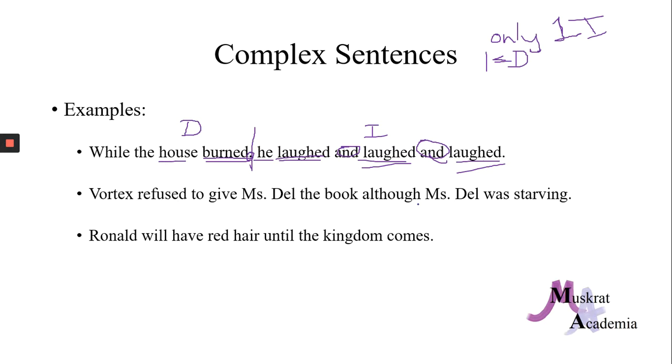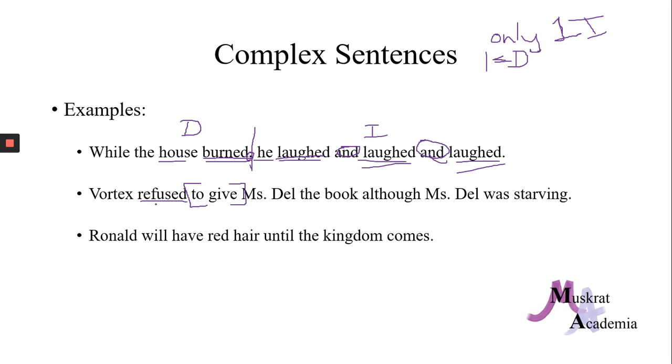Vortex refused to give Miss Dell the book, although Miss Dell was starving. No prepositional phrases, but to give is our infinitive there. Infinitives can often be mixed up with prepositional phrases. It's not a big deal because usually they're not subjects anyway. But it's good to always try to look for that noun of the preposition, because if you look at to give, it's not going to have a noun of the preposition there because it's an infinitive phrase. It's just going to have to, and then, if it's not a split infinitive, the verb.